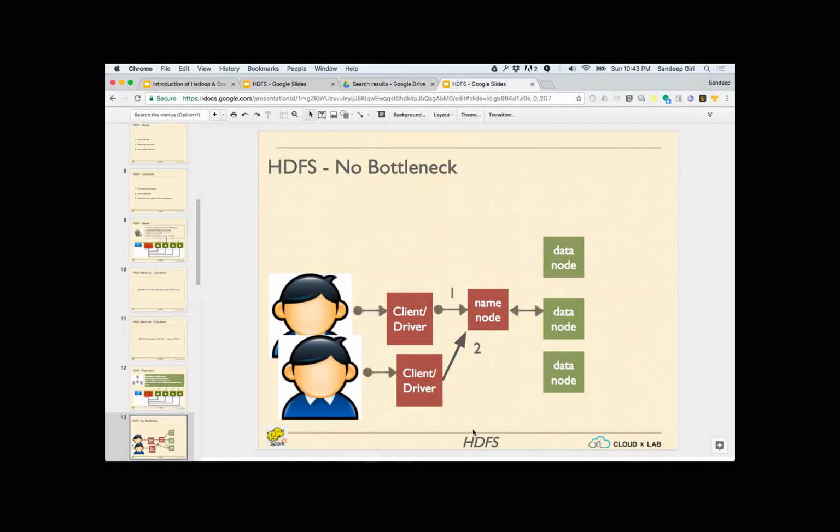So there would be the client, which is a program. Whenever a user wants to read some data, it will execute this program. Does it make sense, Mohit? So these concurrency problems are handled by the name node.